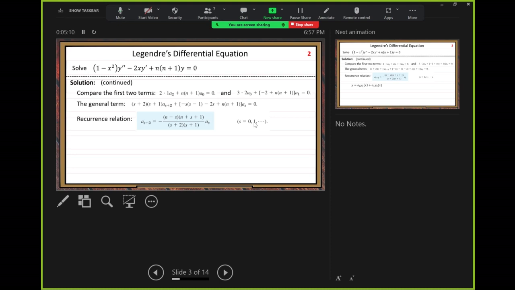Then we need to do analysis here after we derive the recurrence relation, because look at the structure: s plus 2. In the recurrence relation between the two coefficients, the difference of the subscripts is 2. That structure tells us some special property.